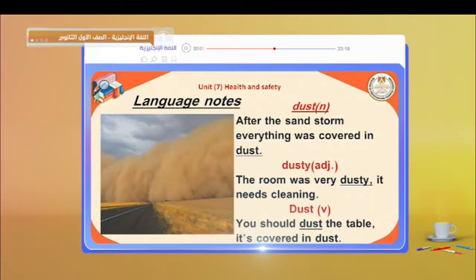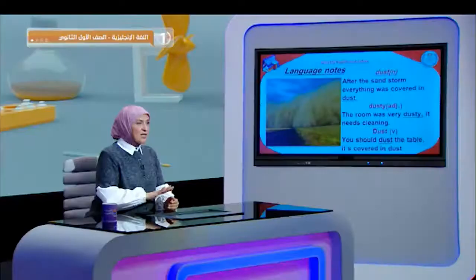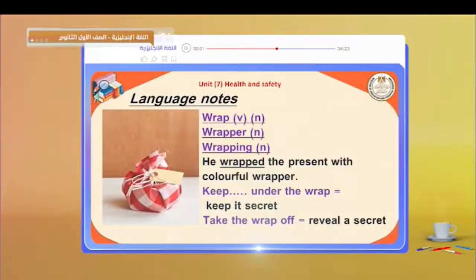Dust as a verb means remove the dust. So when I say I dust the table, it means I remove the dust from the table. When I say I dust the furniture, it means that I remove the dust from the furniture. So to dust something means to remove the dust, with a piece of cloth or with a brush. So dust can be a noun, the dust or the grains of sand, and it can be a verb, meaning to remove the dust. We have also the word wrap.